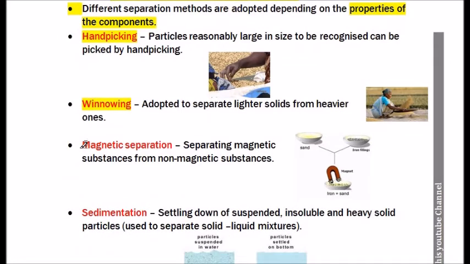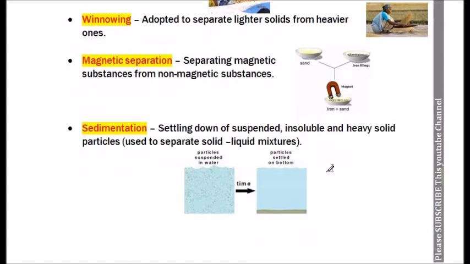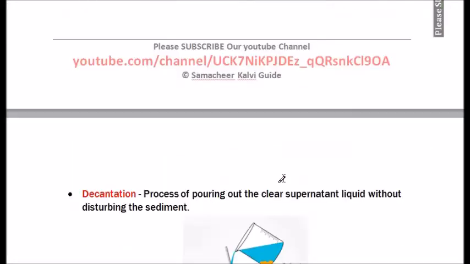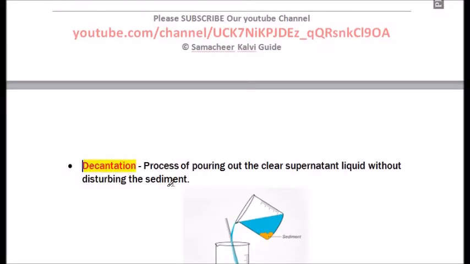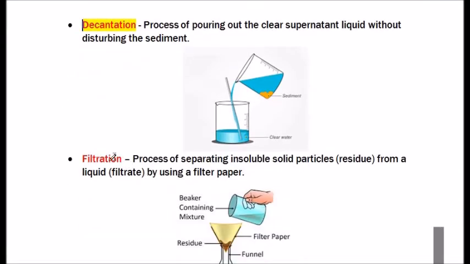Magnetic separation, separating magnetic substances from non-magnetic substances. Sedimentation, settling down of suspended, insoluble and heavy solid particles, used to separate solid-liquid mixtures. Decantation, process of pouring out the clear supernatant liquid without disturbing the sediment. Filtration, process of separating insoluble solid particles, that is residue, from a liquid, that is filtrate, by using a filter paper.